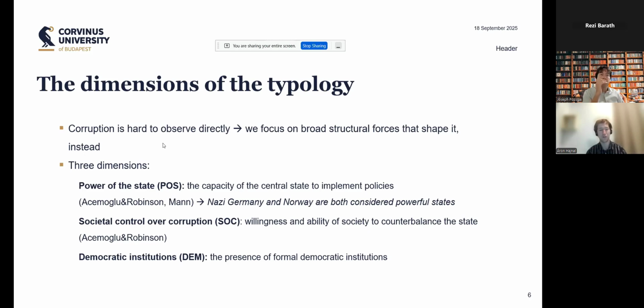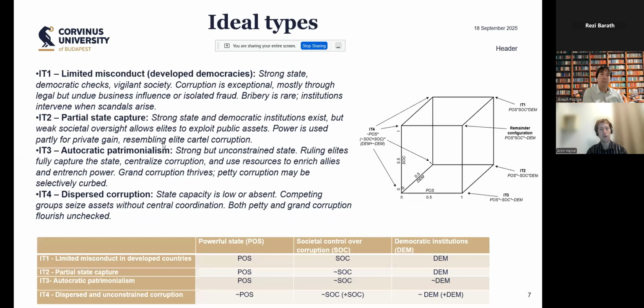The second factor is societal control over corruption, which refers to the willingness and the ability of societies to counterbalance the state and step up against corruption. And the third dimension is democratic institutions, or the presence of formal democratic political institutions. So these are the three dimensions that we use to identify ideal types.